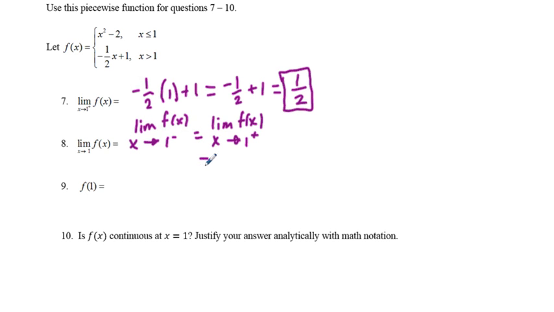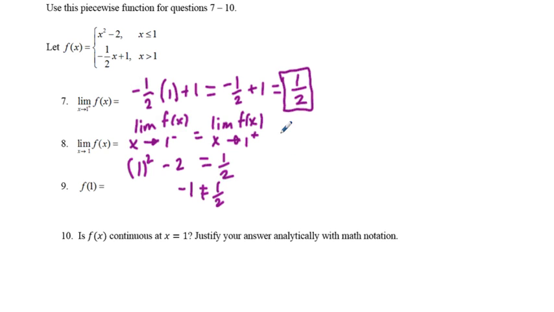And we've already figured out the limit from the right side. That's going to be this from the plus here. So we have 1/2 on the right side. And on the left, we're going to substitute in 1 for this thing here. So we're going to have x squared, which is 1 squared, minus 2, which is going to be 1 minus 2, which is negative 1, equals 1/2.